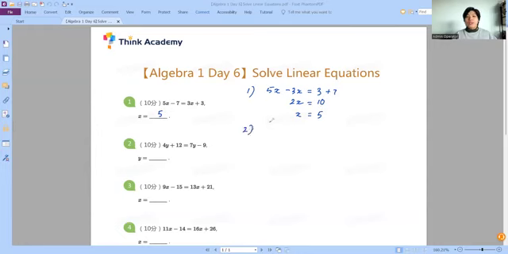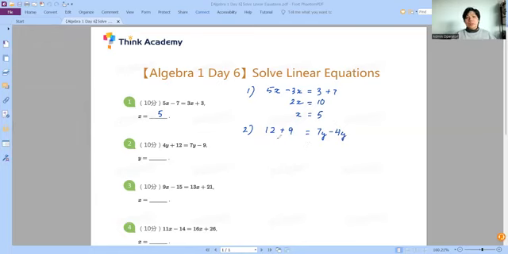Moving on to question 2 here, I have 4y plus 12 equals 7y minus 9. And now I'm going to move my y terms to the right instead, and my non-y terms to the left. That's because I just prefer to work with positive numbers as opposed to negative. So here I have a 12 left over on the left. I'm going to add 9. I have a 7y left over on the right, and I'm going to minus 4y.